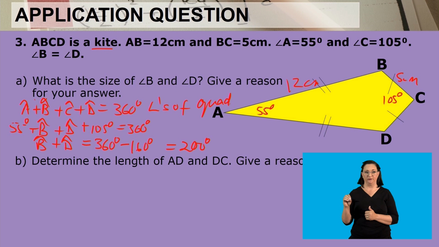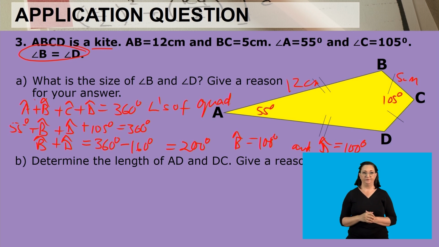But then we know that according to what we were told, angle B equals angle D. Therefore, angle B will be equal to 200 divided by 2. So angle B will be 100 degrees, and angle D will also be 100 degrees.